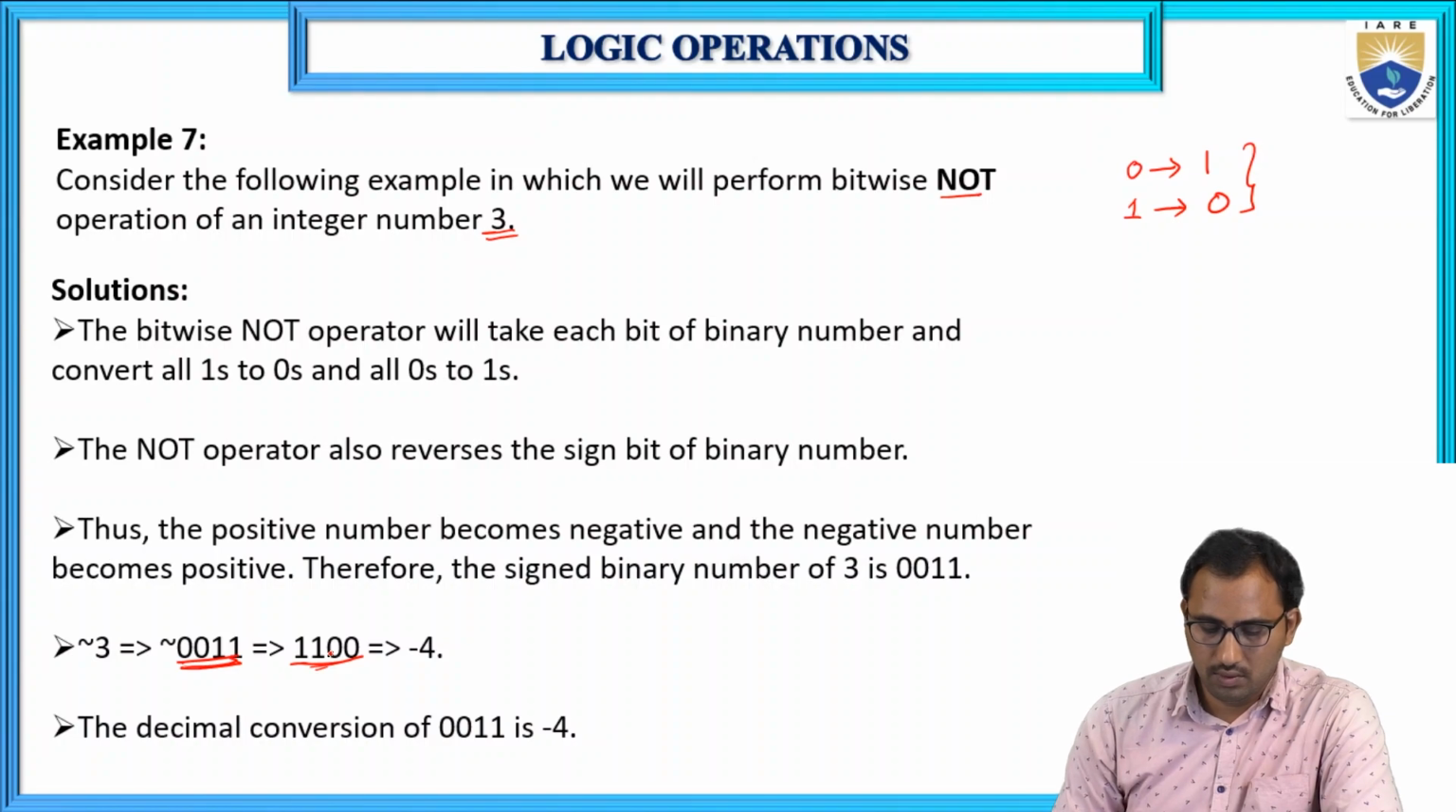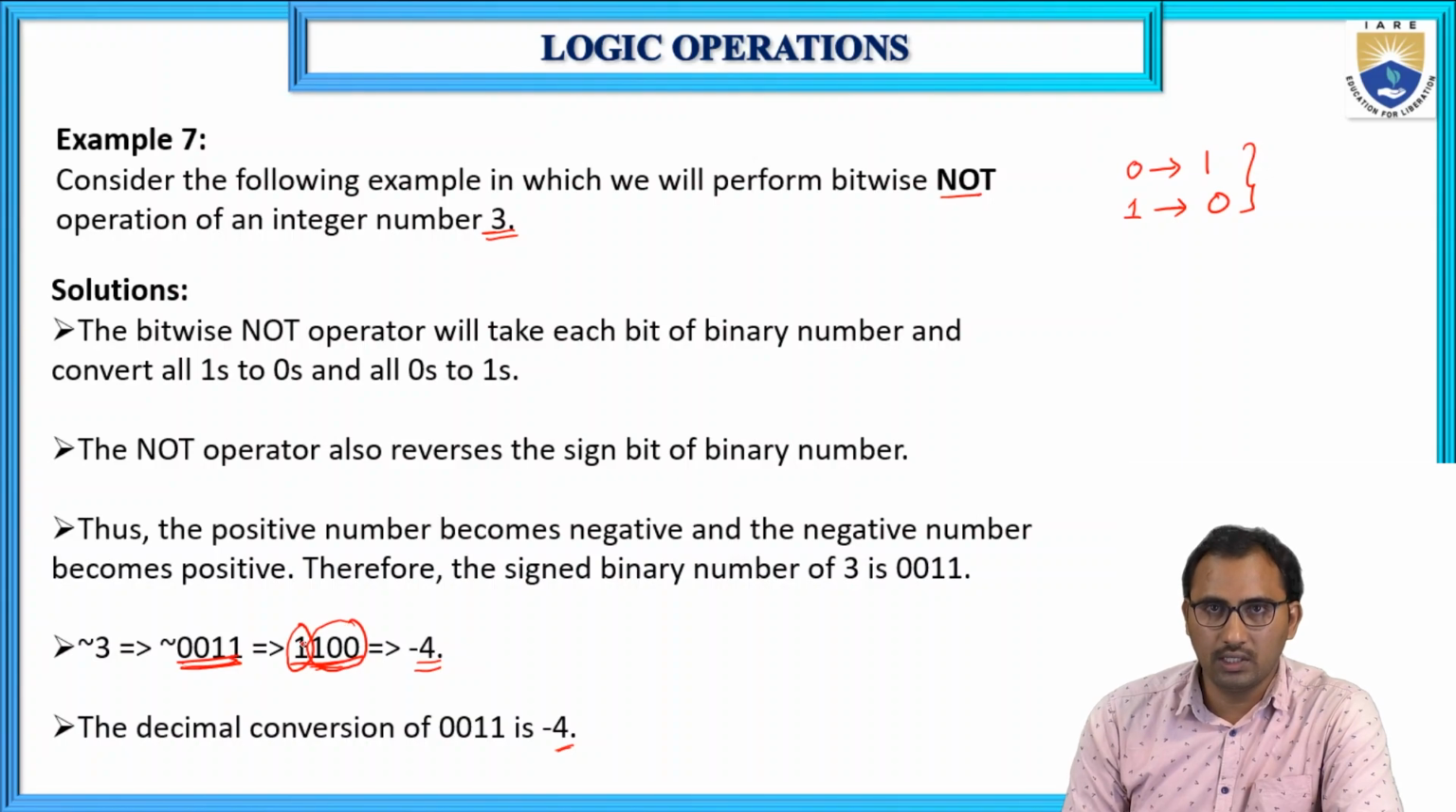The decimal conversion of 1100 is -4. In sign magnitude representation, that is equivalent to -4, because if the MSB bit is 1, that represents a negative number. And the weightage of the remaining 100 is 4. So that's why -4.